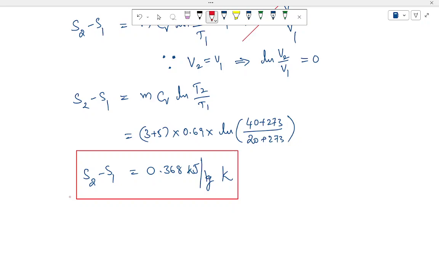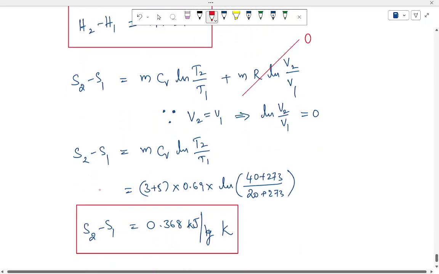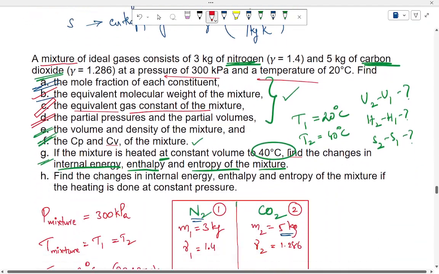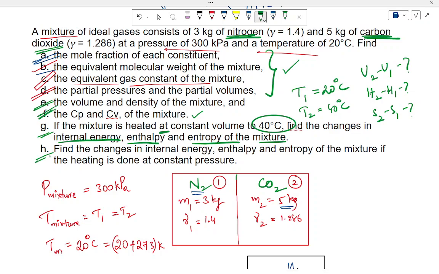So you have found out all the things he is asking. You have found out the change in internal energy, change in enthalpy, and change in entropy. That's the part of question G. So you're done with question G. Now we'll move to question H.